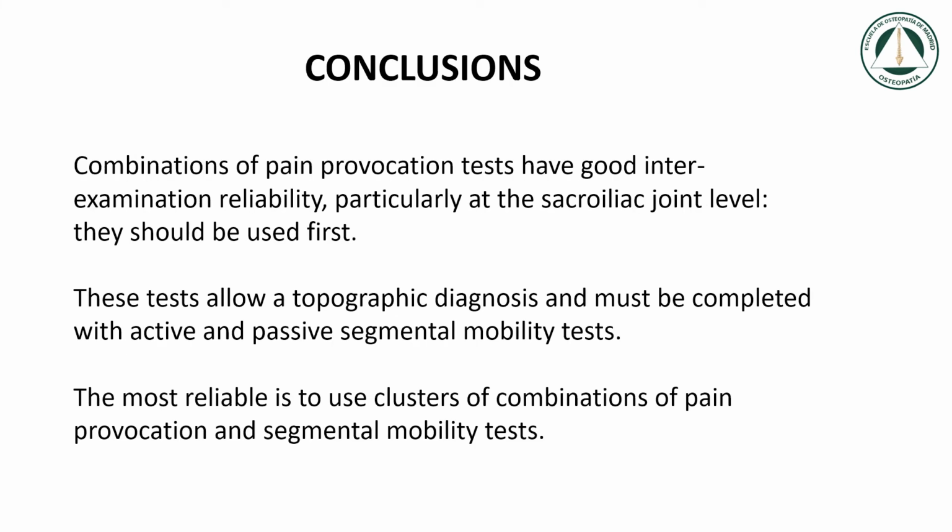Conclusions. Combinations of pain provocation tests have good inter-examiner reliability, particularly at the sacroiliac joint level. They should be used first. These tests allow a topographic diagnosis and must be completed with active and passive segmental mobility tests. The most reliable is to use clusters of combinations of pain provocation and segmental mobility tests.